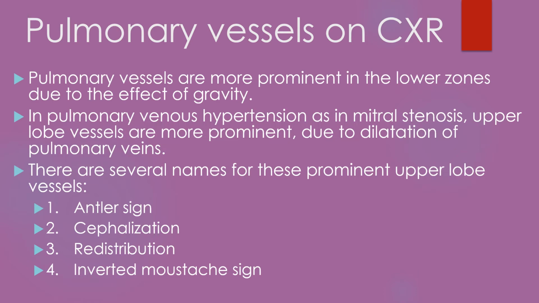Pulmonary vessels are more prominent in the lower zone due to effect of gravity. In pulmonary venous hypertension, as in mitral stenosis, upper lobe vessels are more prominent due to dilatation of pulmonary veins. There are several names for these prominent upper lobe vessels: 1. Antler sign, 2. cephalization, 3. redistribution, 4. inverted mustache sign.